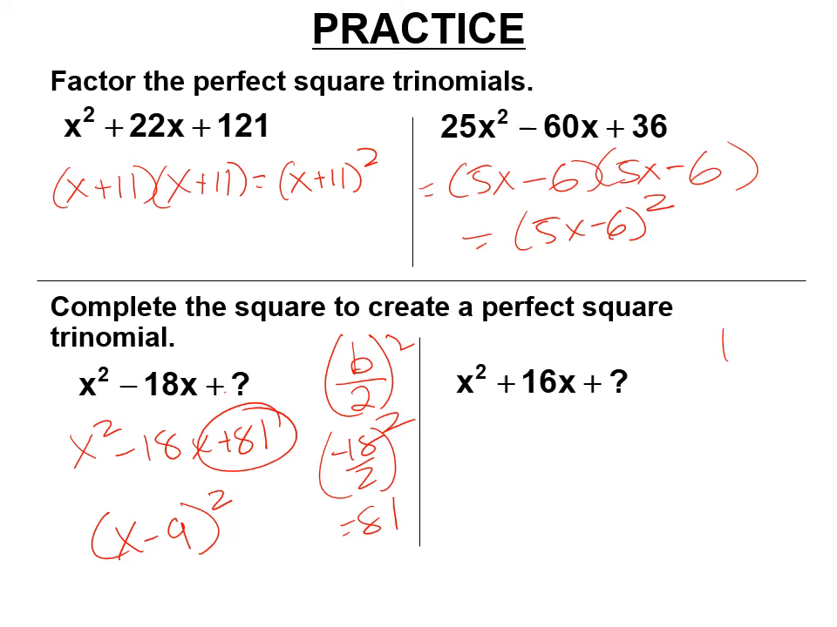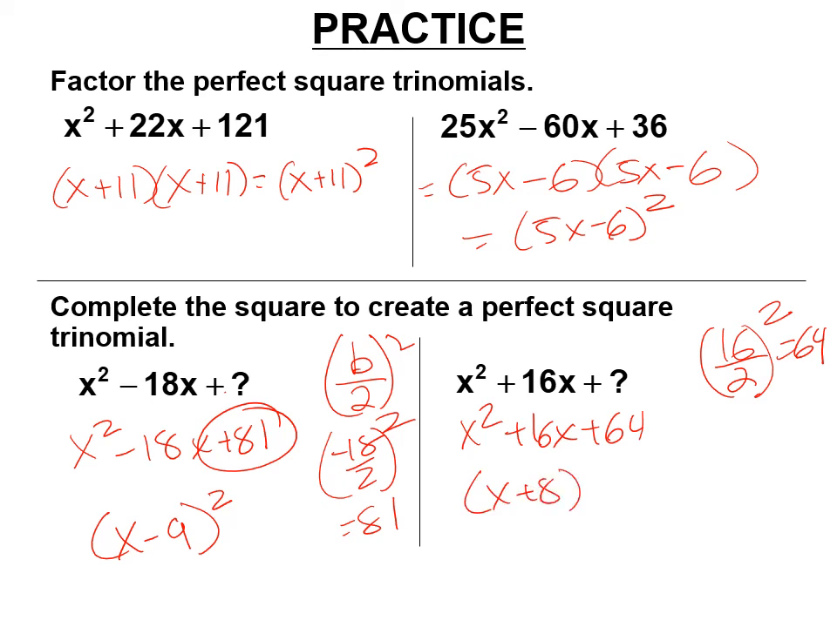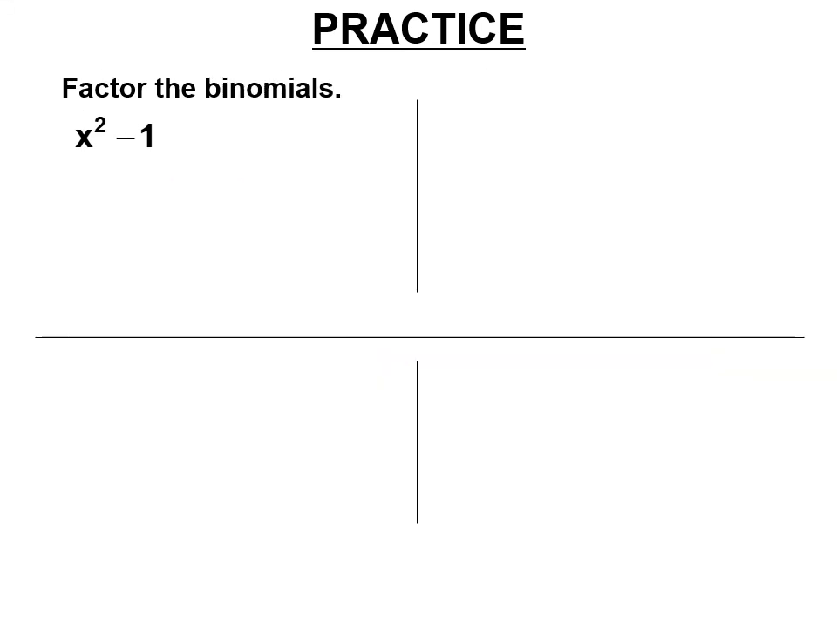Here, b divided by 2 is 8, and 8 squared is 64. So it would be x squared plus 16x plus 64, and that would make x plus 8 times x plus 8, or x plus 8 squared. But the number that completes the square is 64. The number that completes the square is 81 there. All right, more practice.